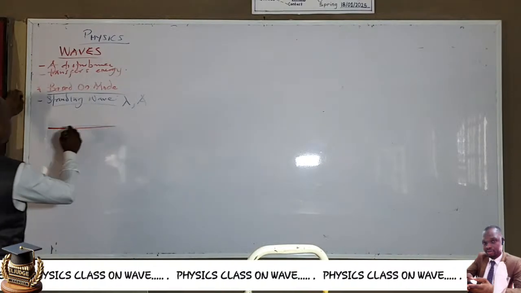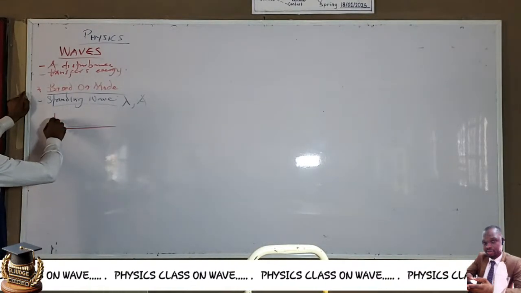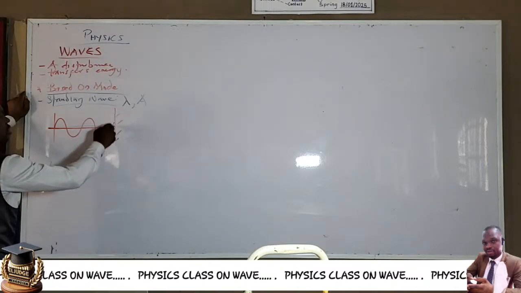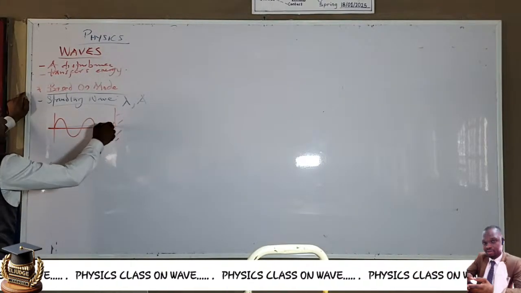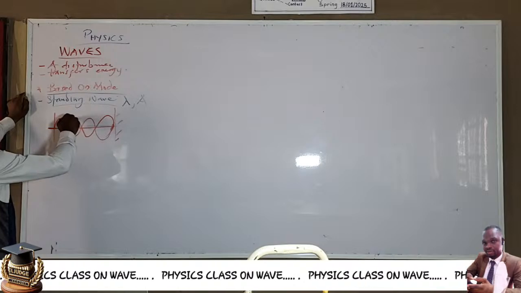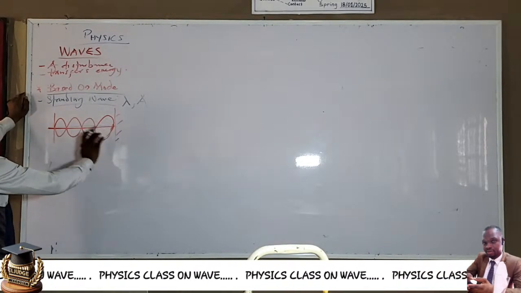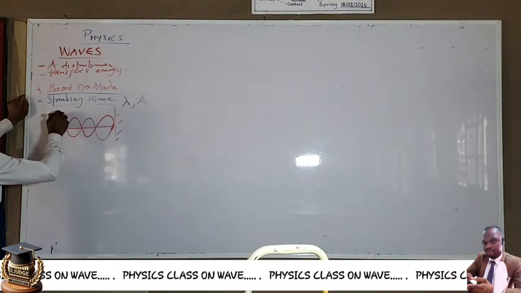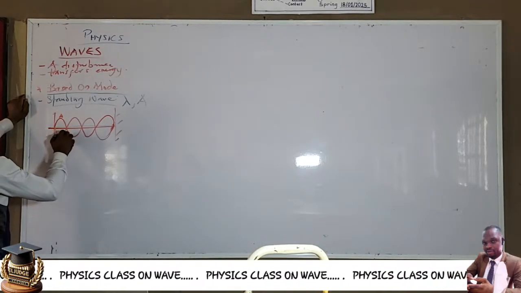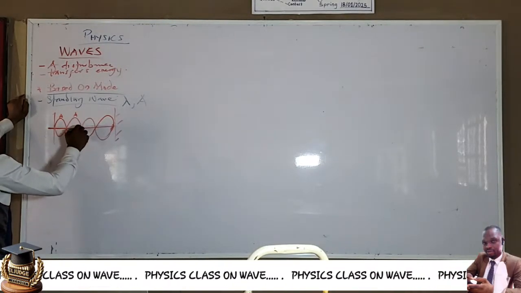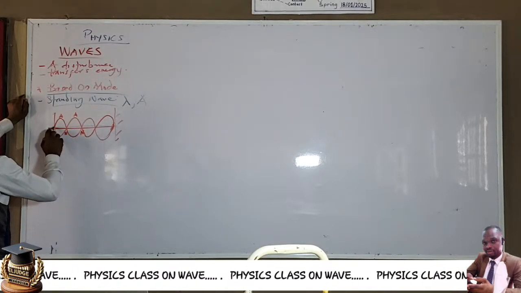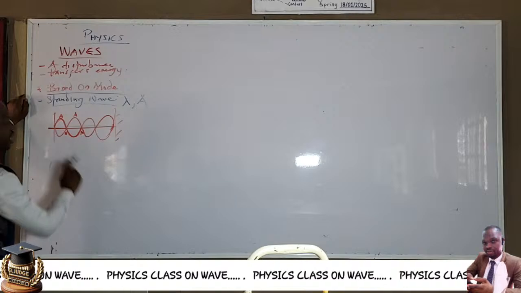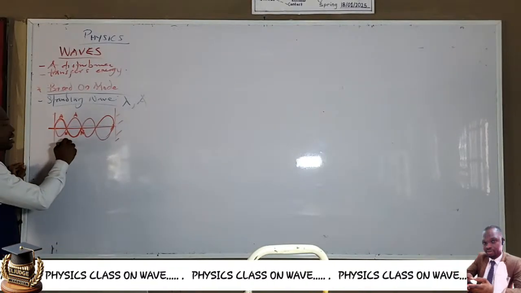Let me draw it. So you have, this is the source. By the time it reaches this end point, this one also returns back. They have the same amplitude, the same wave. This will generate what we call antinode, node, antinode, node, antinode. And you already know that the total distance traveled by a wave in one cycle is lambda.